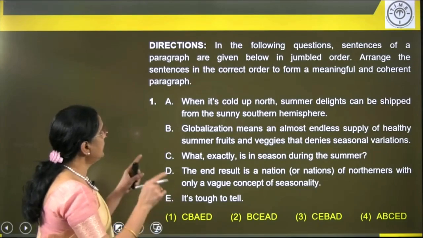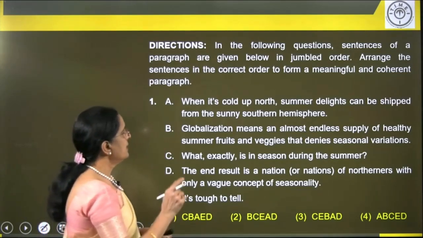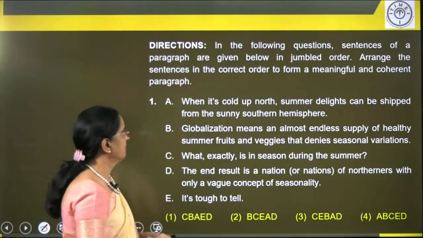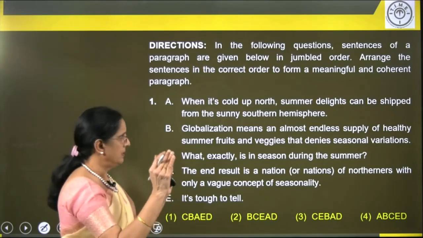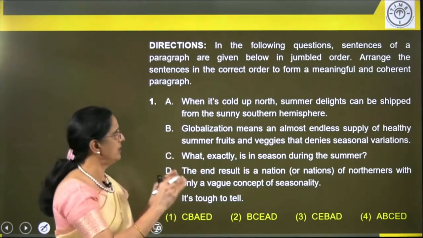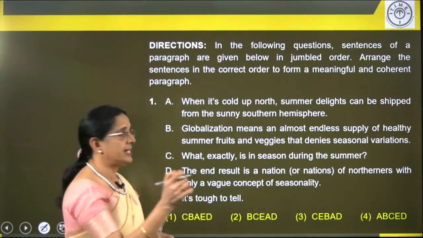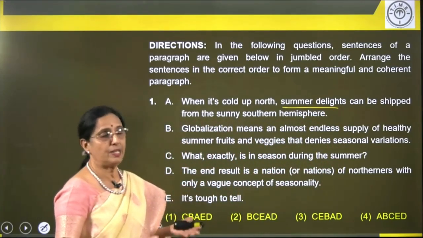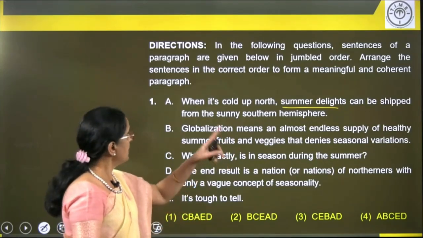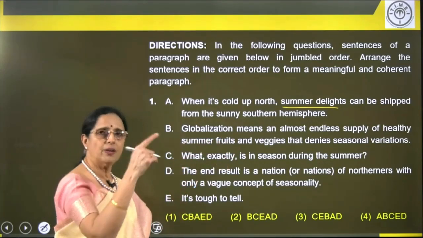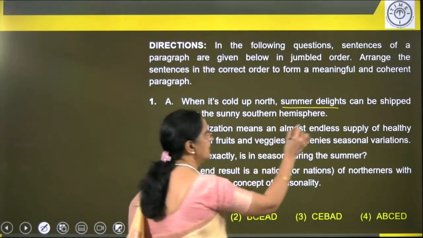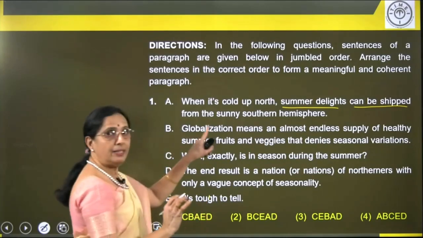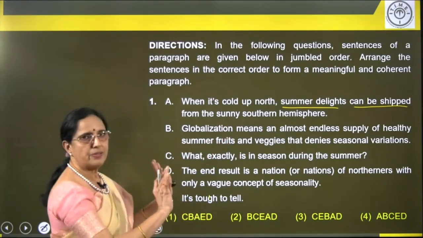Okay. When it is cold up north, summer delights can be shipped from the sunny southern hemisphere. So, when there is severe winter in the north, summer delicacies, like summer fruits or vegetables, are shipped from the southern part to the northern part. Understood? So, what's the clue here? Can be shipped. Okay? Take the clues, please. When you are reading the sentence, don't just read it like that.